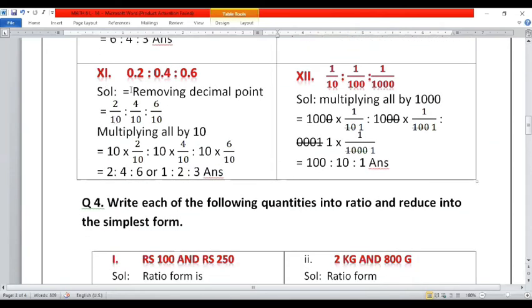Here you will also remove the decimal point. In the first, you place 10 because of one digit. In the second, 10 because of one digit. 0.2 in fraction form will be 2 over 10, 0.4 in fraction form 4 over 10, 0.6 in fraction form 6 over 10. Dear student, the LCM of 10 will be 10. Multiply all values by 10. After the multiplication, 10 will be cancelled. We have got 2, 4, 6.